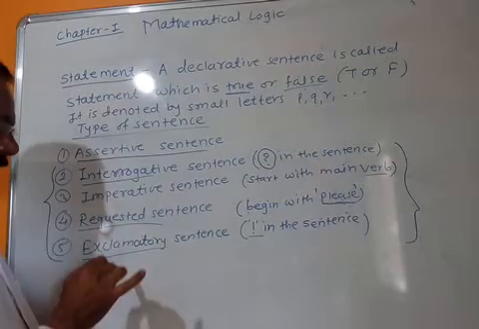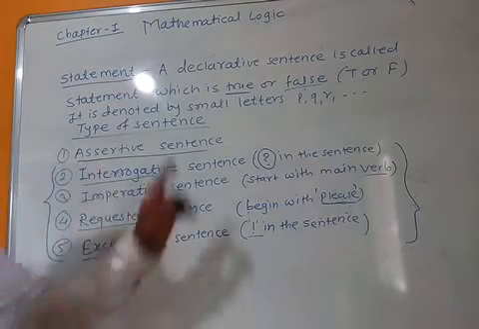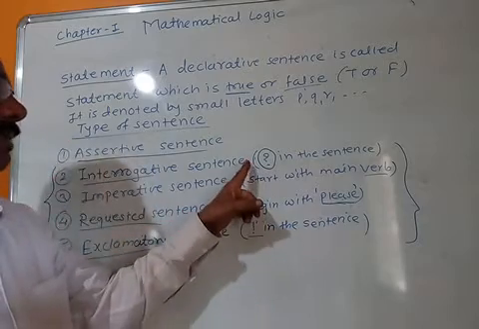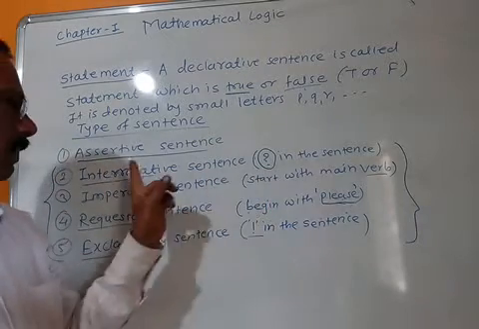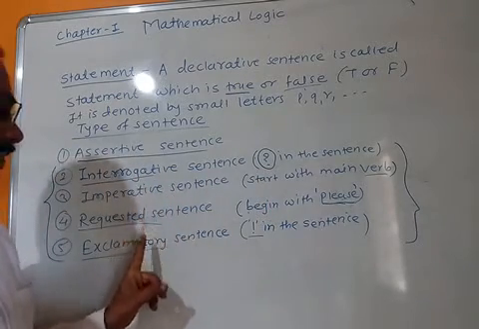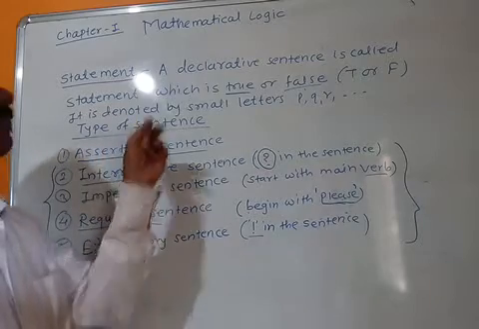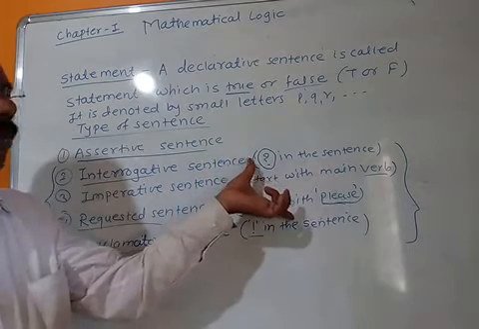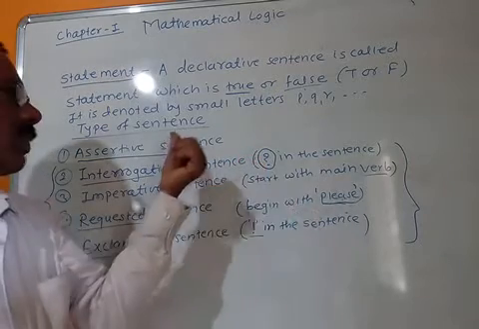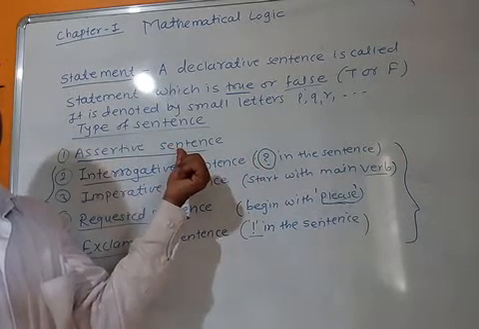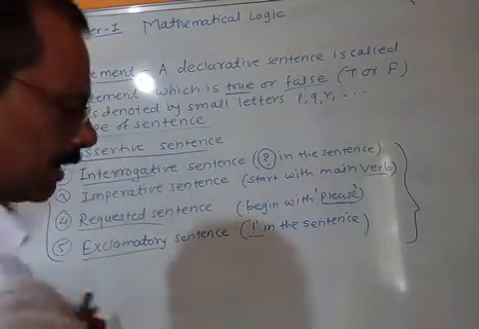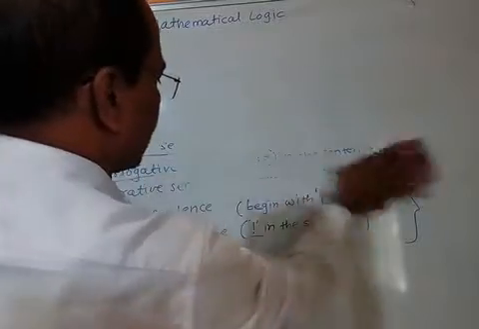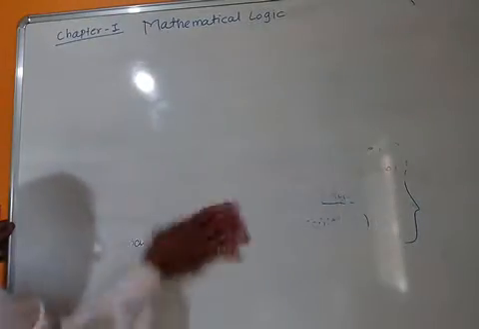Understand? How do we recognize a statement? If the sentence is not interrogative, imperative, requested, or exclamatory, then it is assertive, so it is a statement. These 4 types are not statements. Only this one type is a statement. Then I will give some examples to understand how to recognize a statement.